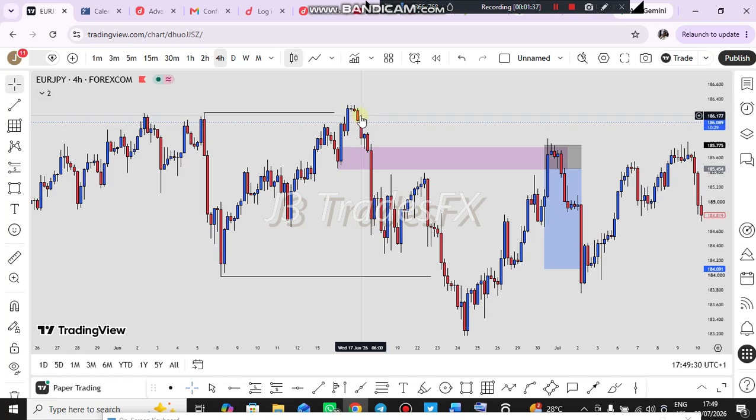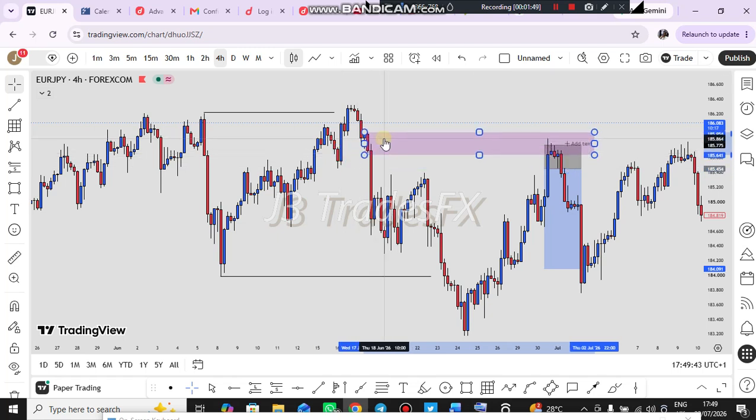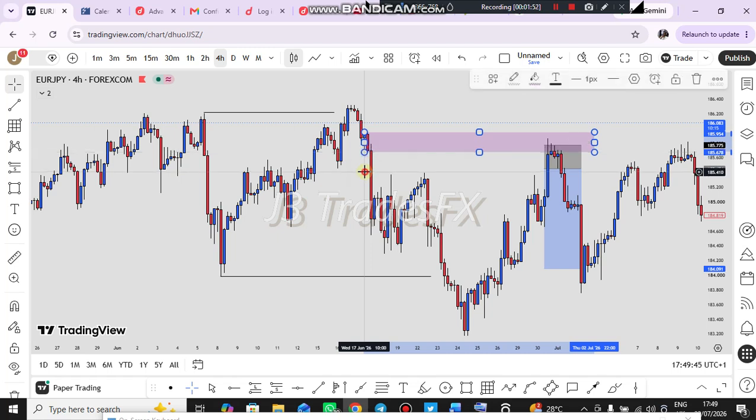Why? If price was coming and it actually broke this order block impulsively without reacting from it, then this would be a valid breaker block. But because price reacted from that order block, reacted briefly, created this base structure. For those who trade supply and demand or know about supply and demand, you know what this is. This is a drop base drop structure.